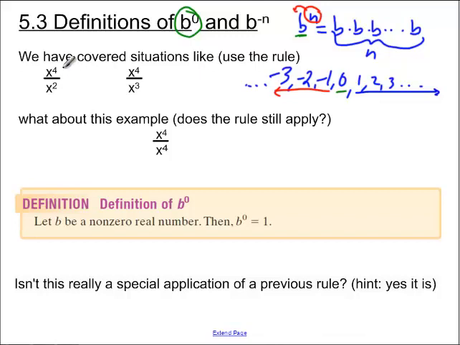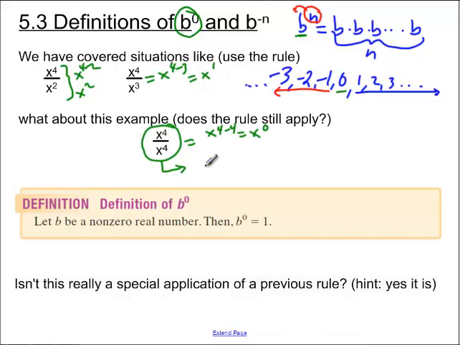If we take a look at something like x to the 4th divided by x squared, that is x to the 4 minus 2 power, which is x to the 2 power. And x to the 4 divided by x to the 3 is x to the 4 minus 3 power, which equals x to the 1st power. And the last one: what about x to the 4th divided by x to the 4th? Well, x to the 4 minus 4 is x to the 0th power. But what is x to the 4th divided by x to the 4th?